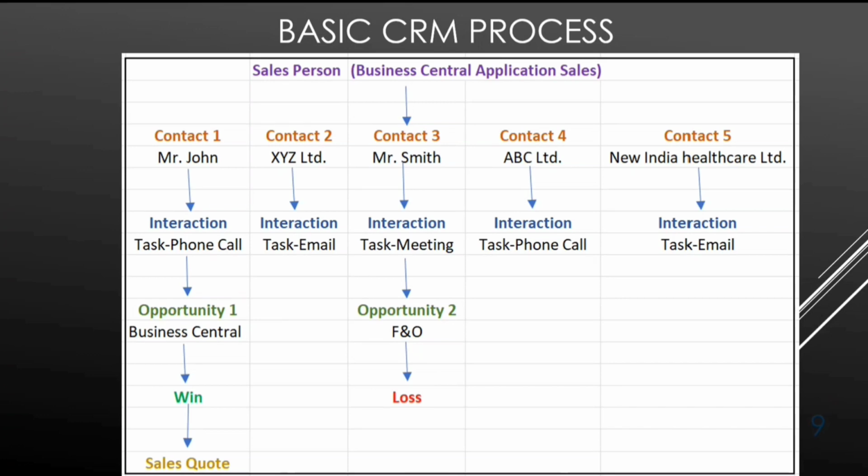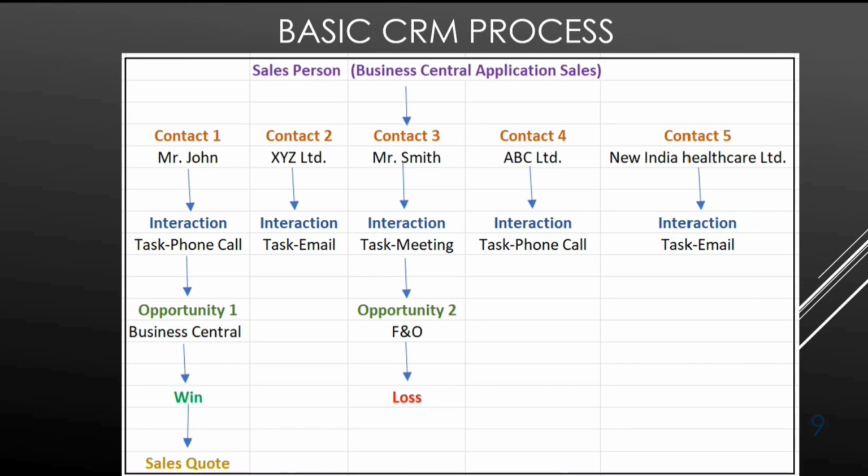So contact one is Mr. John. Contact two is a company, which is XYZ Limited. Contact three is a person, Mr. Smith. So like that, the salesperson has connected with a lot of contacts. Then I have mentioned that when the salesperson communicates with the contact, it is called an interaction. It could be a phone call, an email, meetings, or anything.